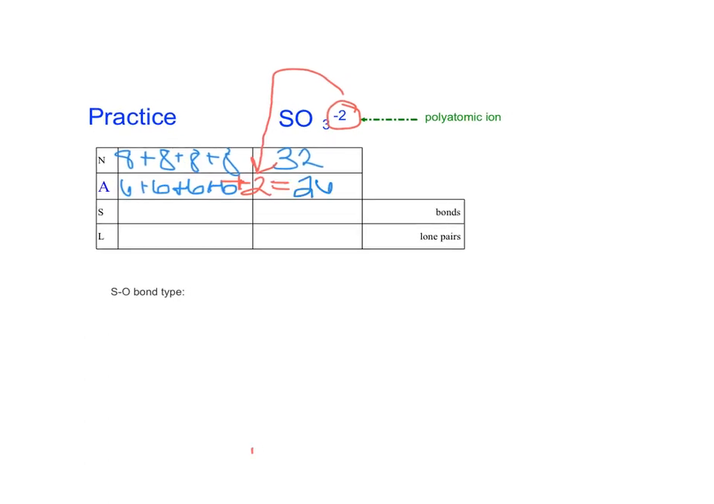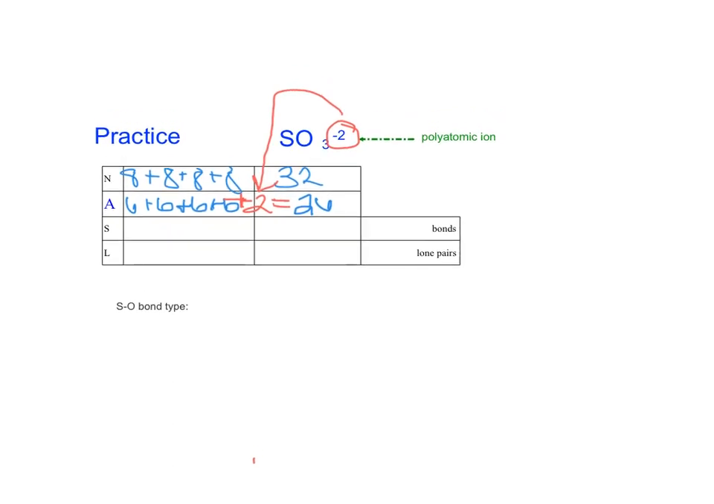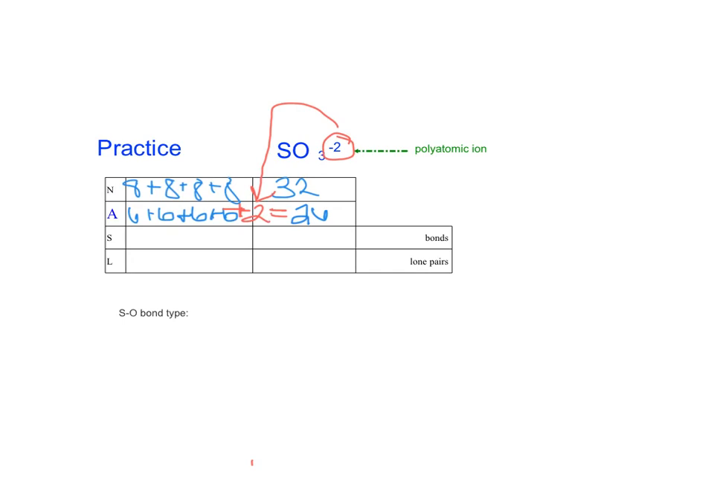So shared, same idea, you subtract these numbers. 32 minus 26 gives us 6 electrons shared, so that gives us 3 bonds. Now we've got to count the lone pairs. We take that 26 and subtract out the 6 in bonds. That gives me 20. Ooh, lots of lone pairs. I've got 10 lone pairs to draw.